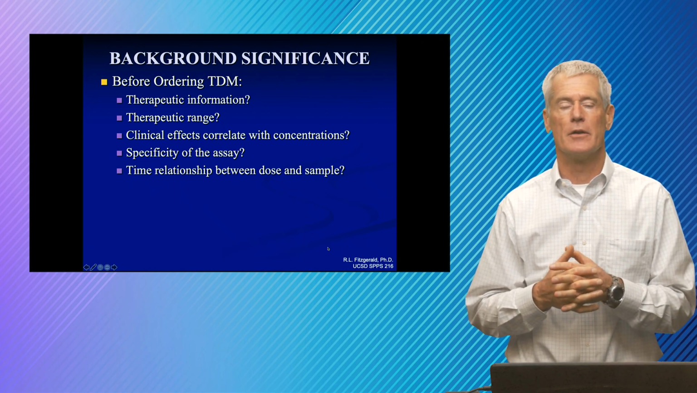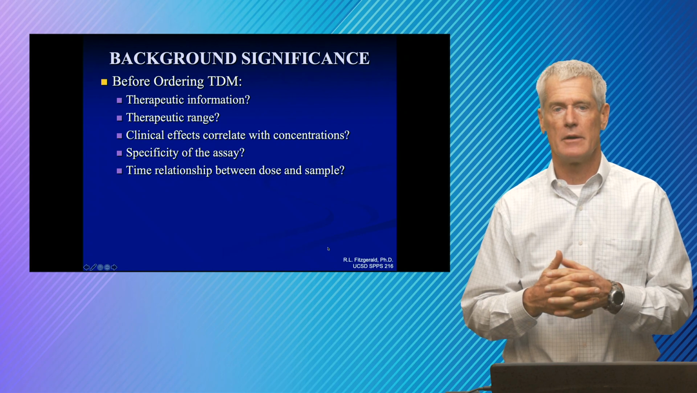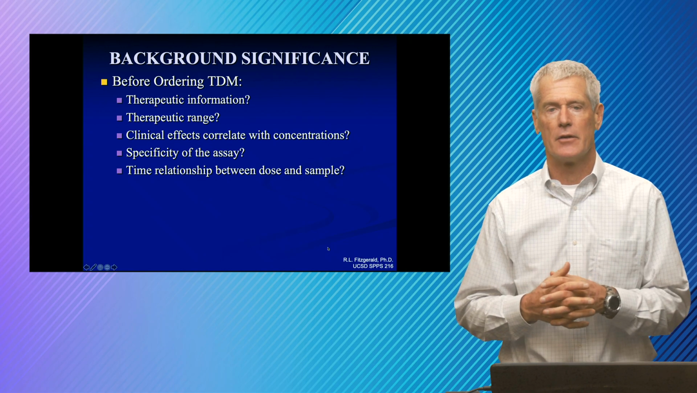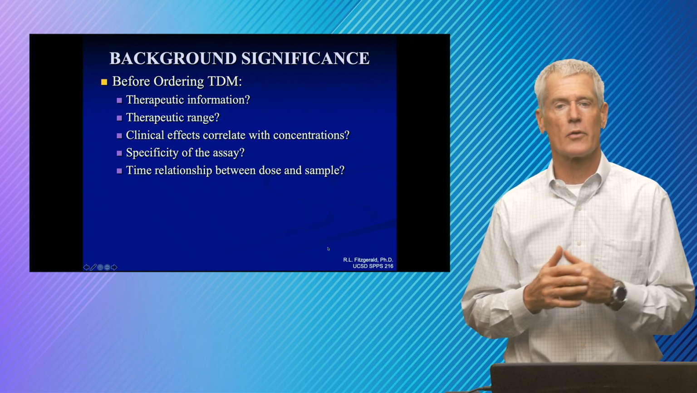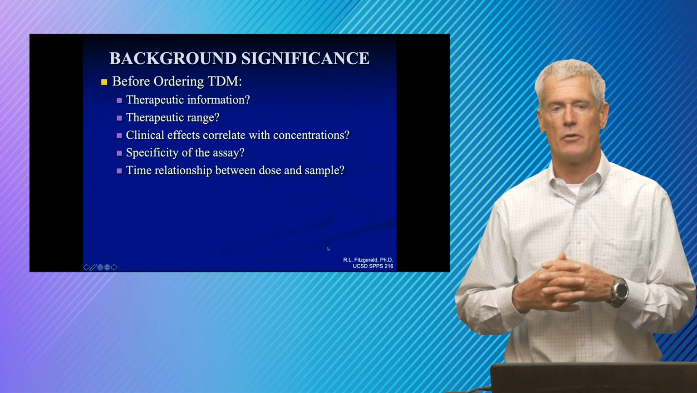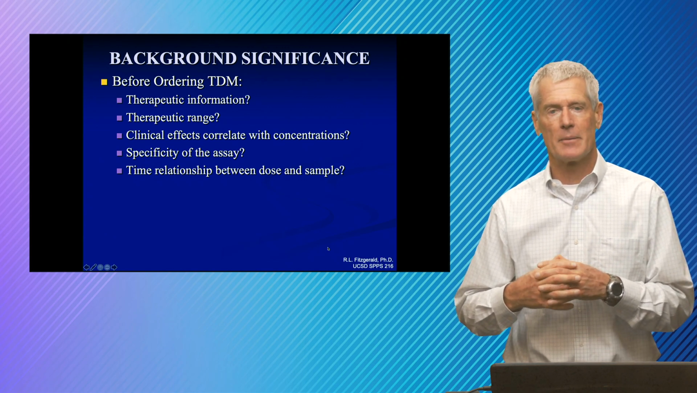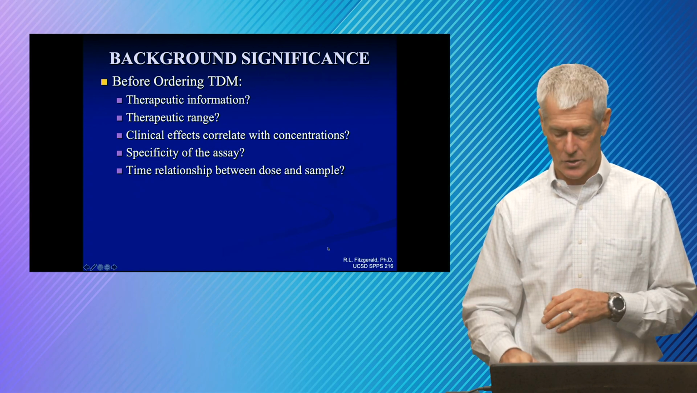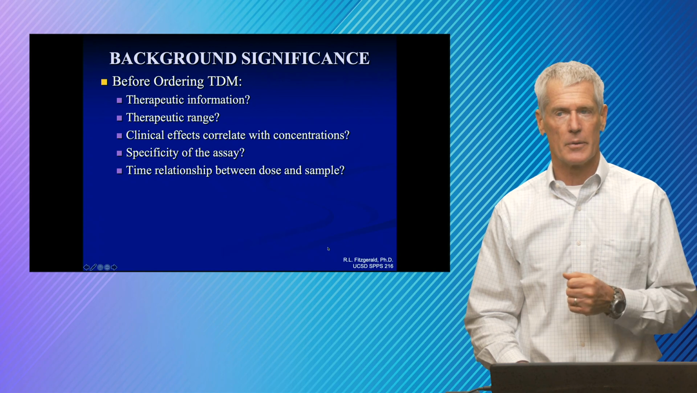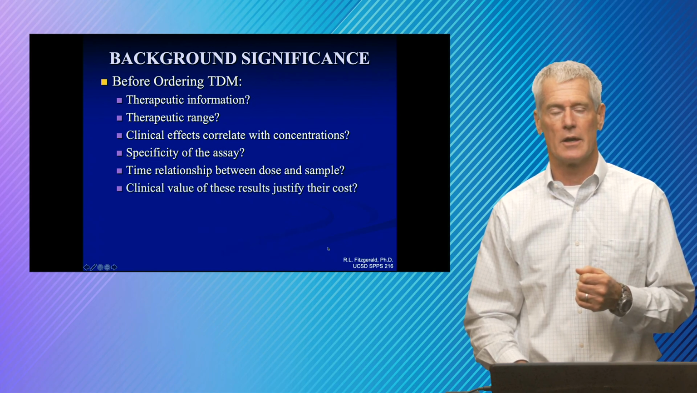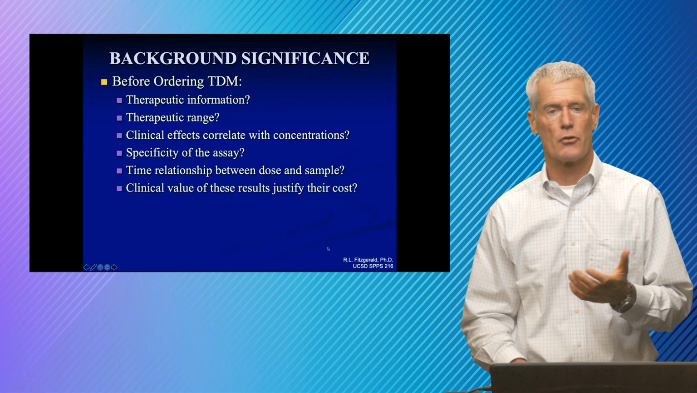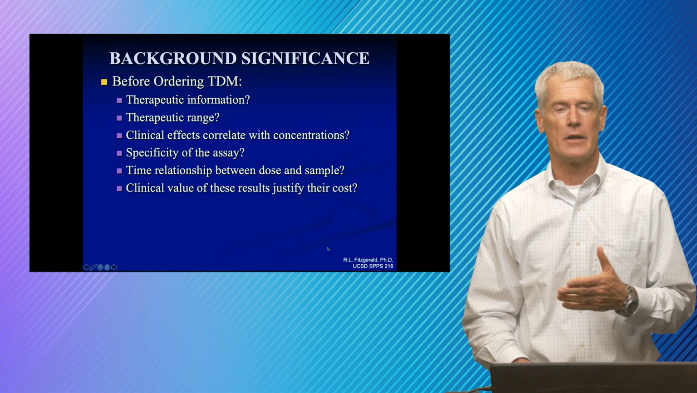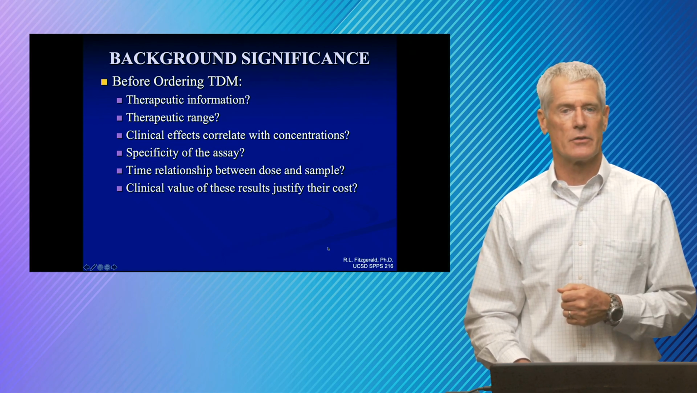Really important is the time between when the dose was given and when the sample was collected. So we're going to talk about trough versus peaks. And trough is very simple. It's right before the next dose. That's a true trough. You draw the sample right before the next dose. Peak samples depend on the route of administration and the drug, and so those are specific to each drug. But a trough is simple and generally is the draw of choice for most TDM. And does the clinical value of the measurement justify its cost?